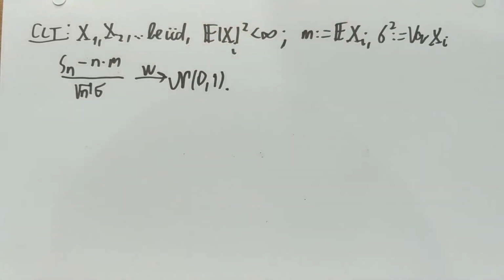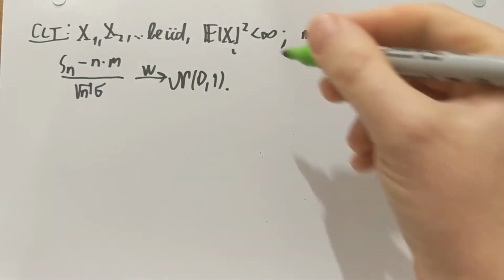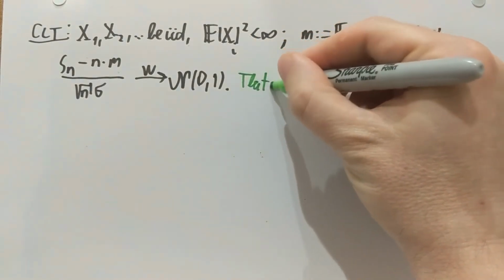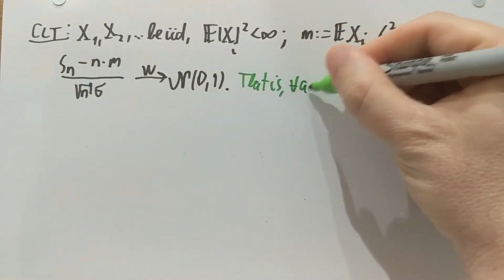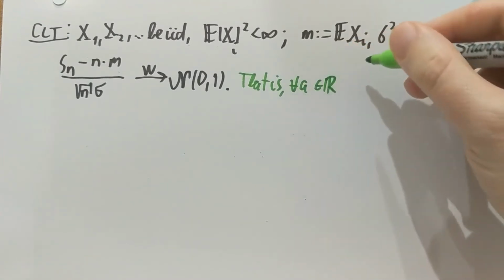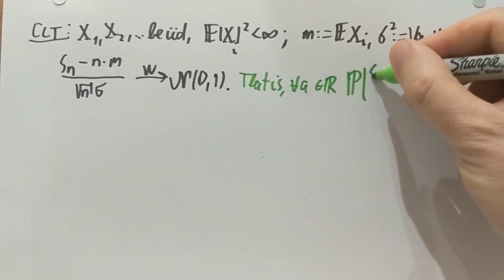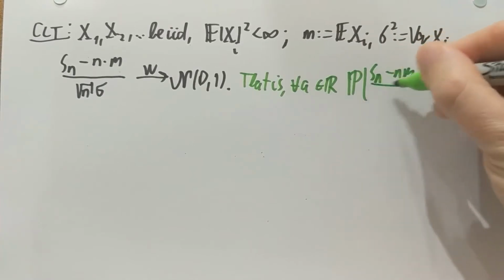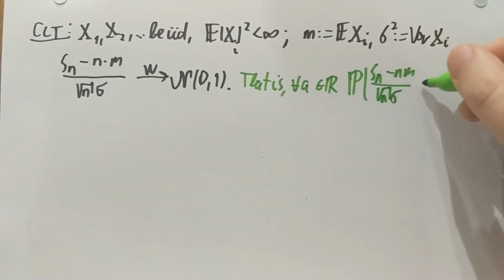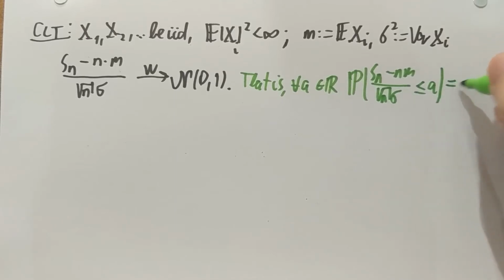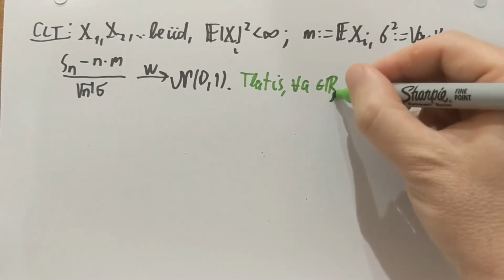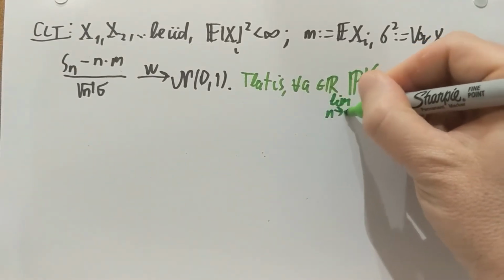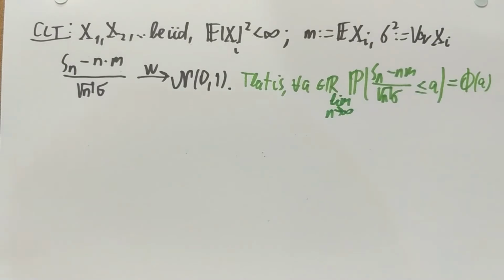Okay, and let me again just expand this a little bit. That is, if I look at a fixed point on the real line, the distribution function of this thing will converge to the distribution function of standard normal, which is phi, as n goes to infinity. So there should be a limit here. As n goes to infinity, the distribution function converges. Okay, that's the statement. Let's prove it now.